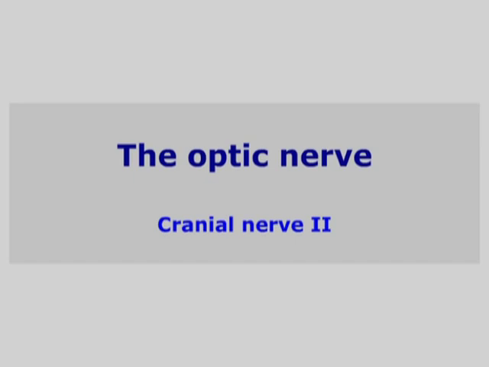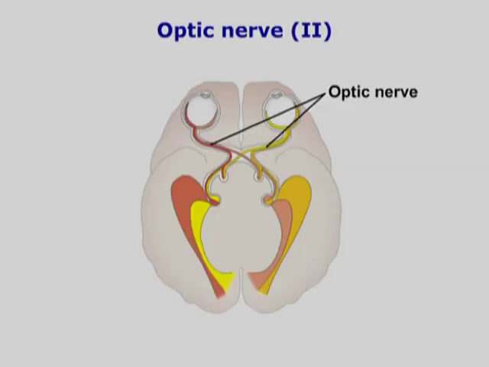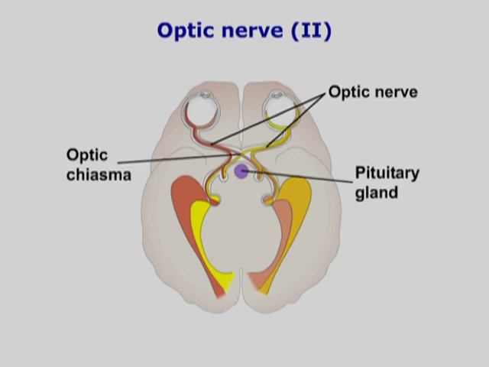The optic nerve, the second cranial nerve. Like the olfactory nerve, this is also a sensory nerve. The optic nerve starts from the retina of the eye and then exits through the optic canal of the sphenoid bone. The nerves from both eyes converge anterior to the pituitary to form the optic chiasma.